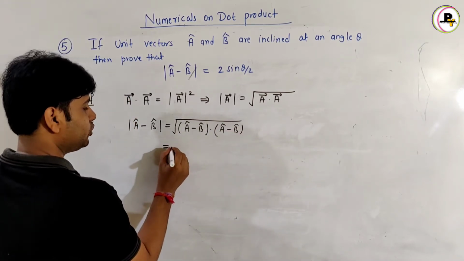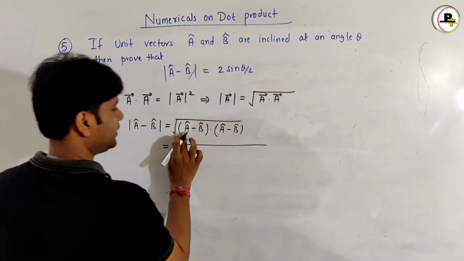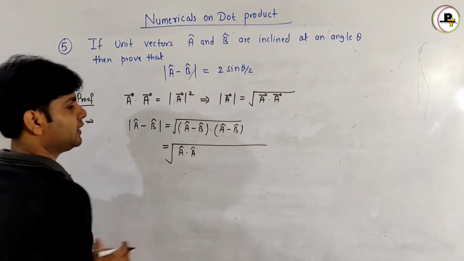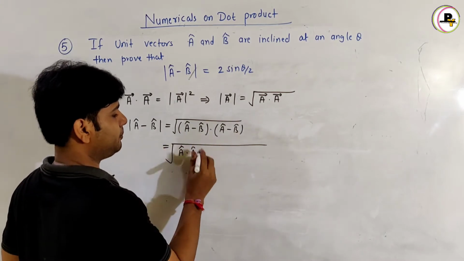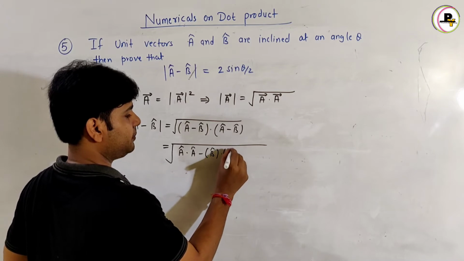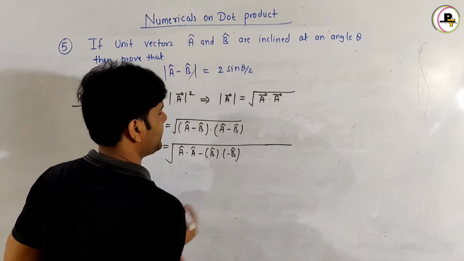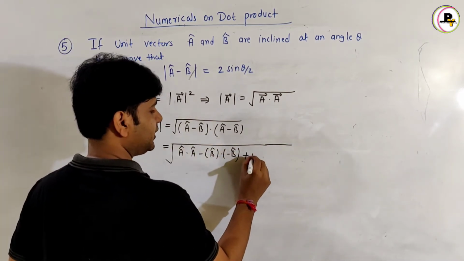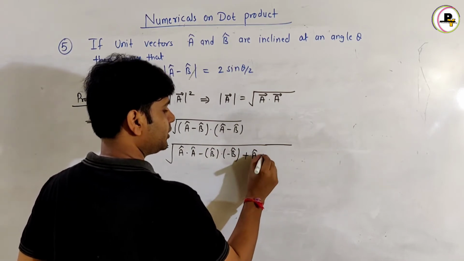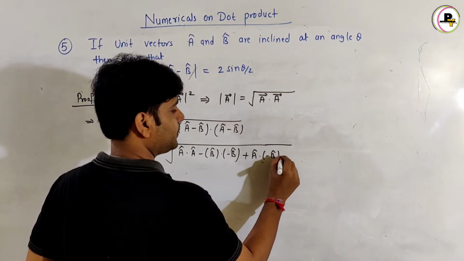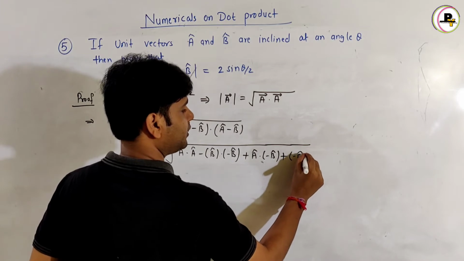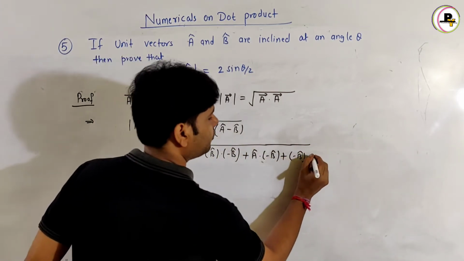So if I take the dot product, then I can write it will be A cap dot A cap, and then minus B cap dot minus B cap, and then plus A cap dot minus B cap plus minus B cap with the dot product of A cap.